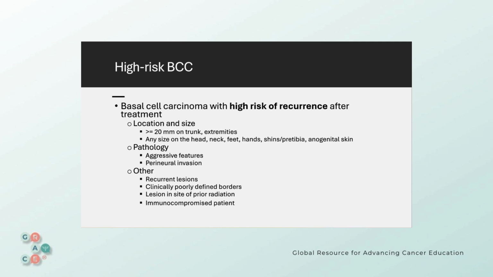Additionally, a high-risk BCC can be a tumor that demonstrates aggressive features under the microscope, such as perineural invasion, for example. And other risk factors that would make a tumor more likely to recur after treatment include a lesion that is already recurrent. We want to be a little more aggressive with how we manage it. A lesion that is very poorly defined to the naked eye, so the tumor borders are poorly defined, or if this is a skin cancer that is arising in a site of prior radiation, or if the patient is immunocompromised.